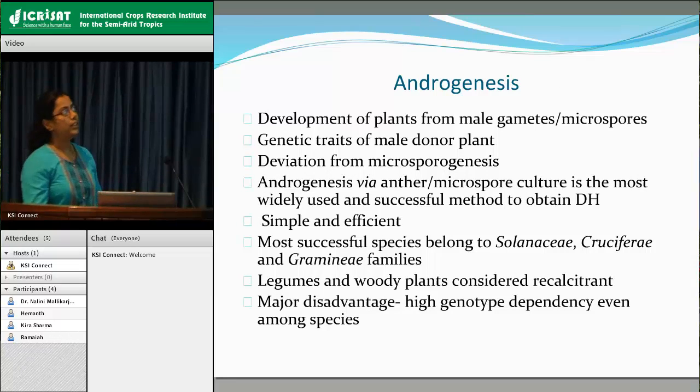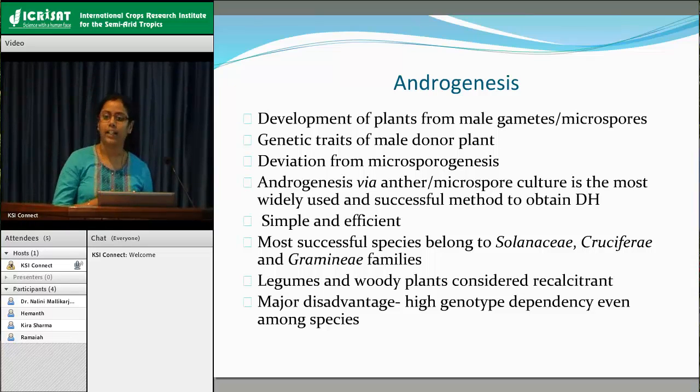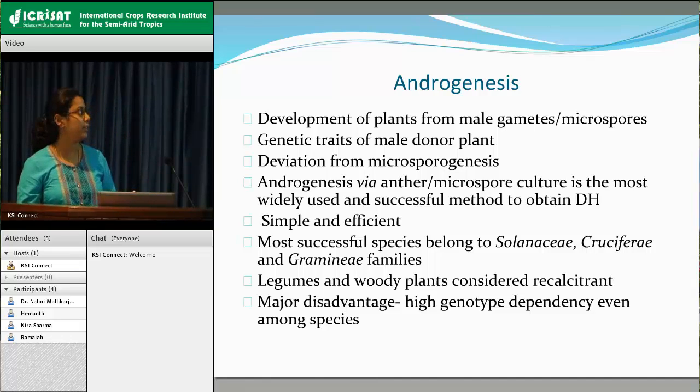So androgenesis. Androgenesis basically is the development of a plant from the male gamete. So that would obviously represent the donor, male donor. And anther culture and microspore culture is the most successfully used method for induction of androgenesis.